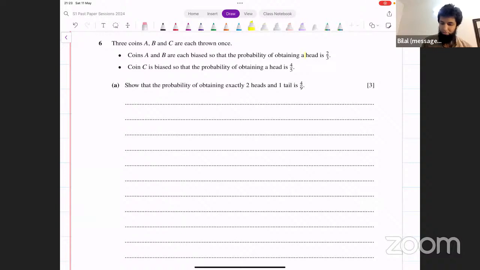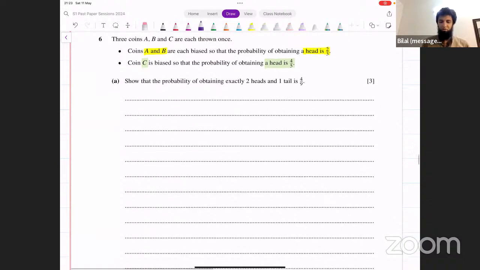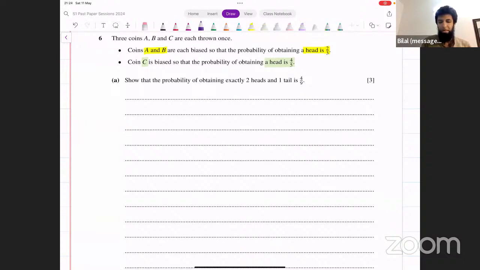Okay, so this probability is 2 over 3 for A and B. For C, the probability of a head is 4 over 5. Show that the probability of obtaining exactly 2 heads and 1 tail is 4 over 9. Now you can make a tree diagram for this to simplify things, or you can just think of it in your head, whichever way you prefer, it could work.